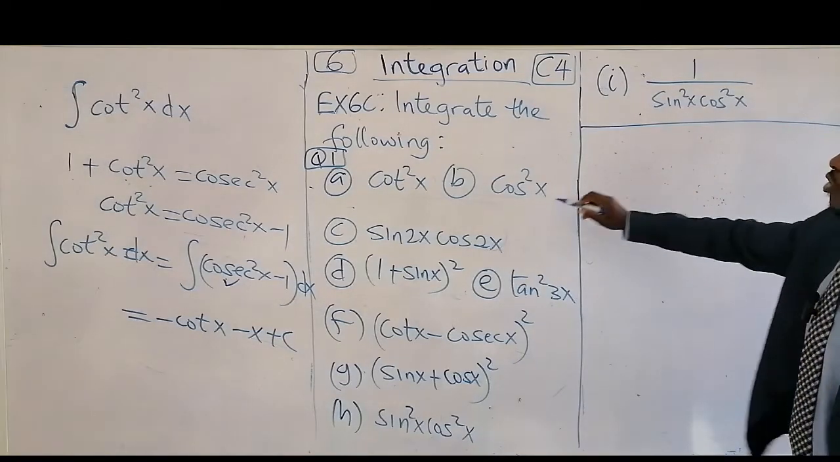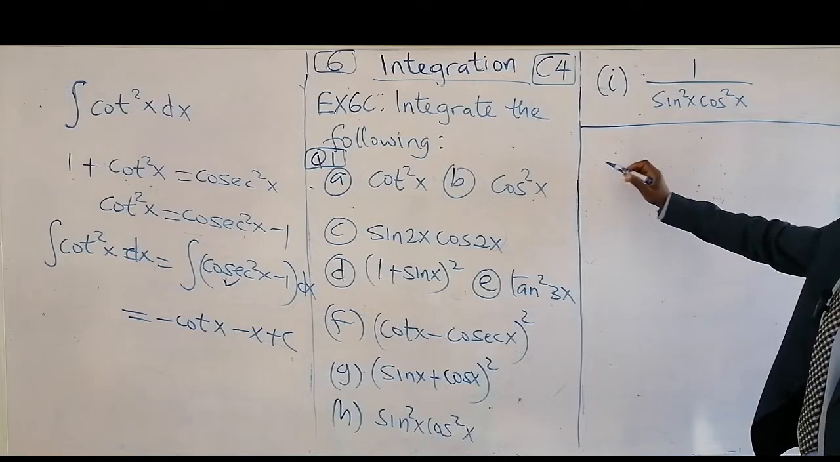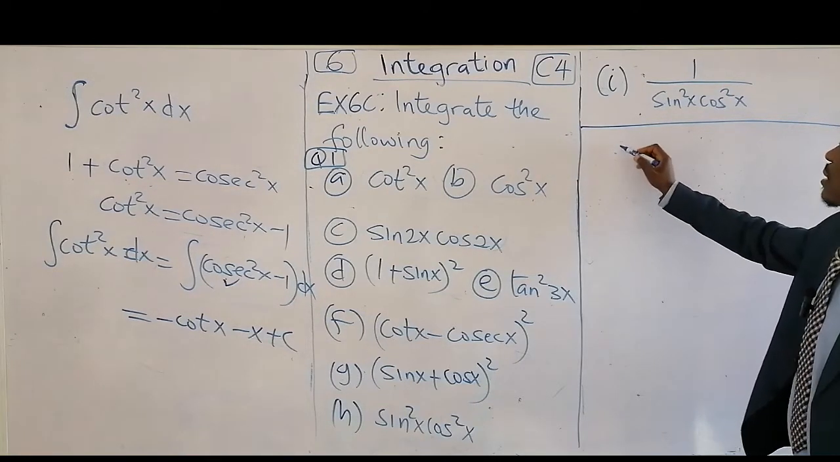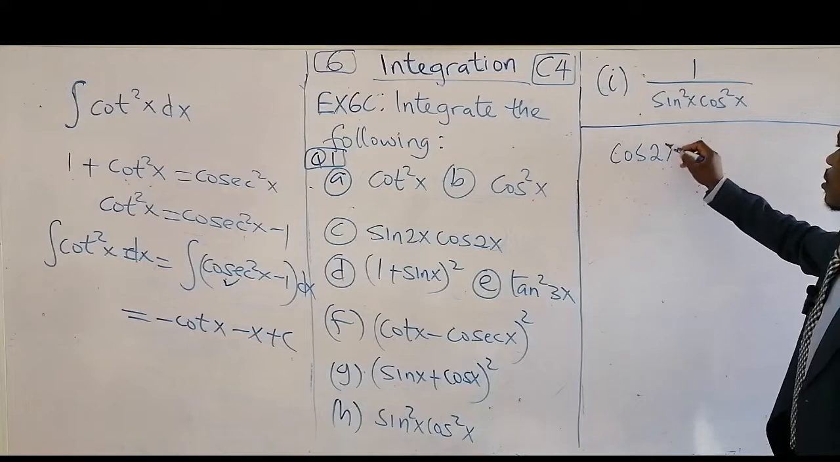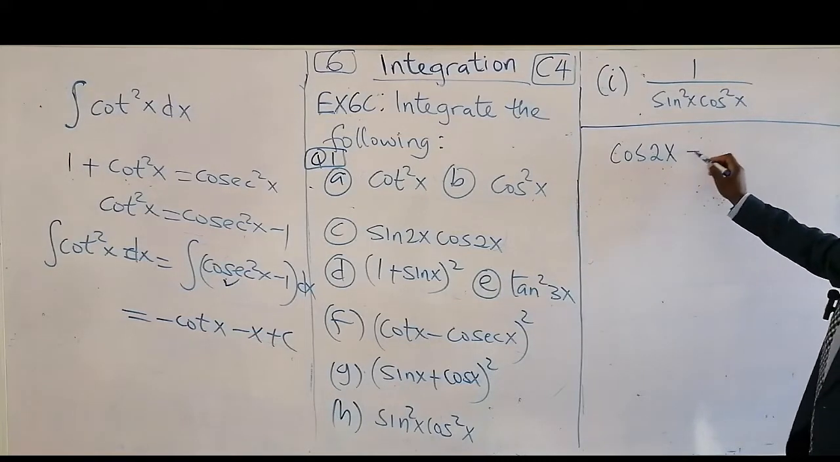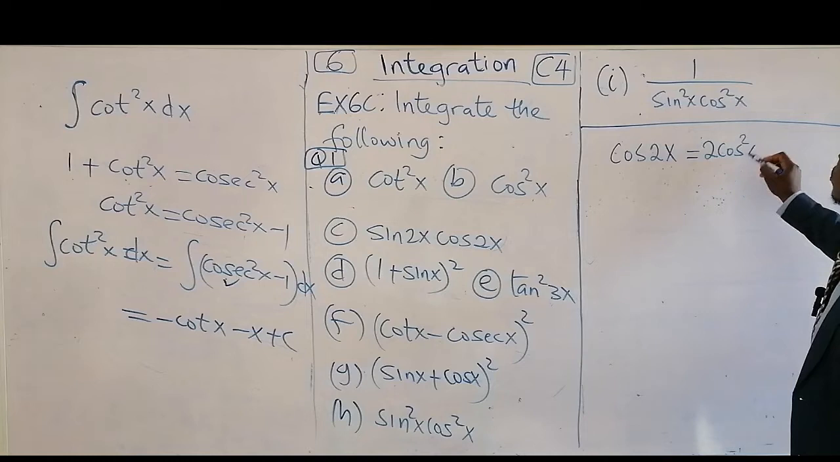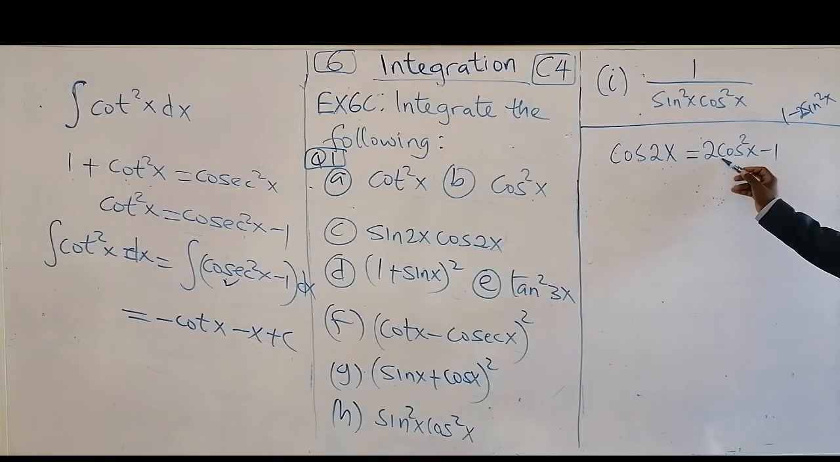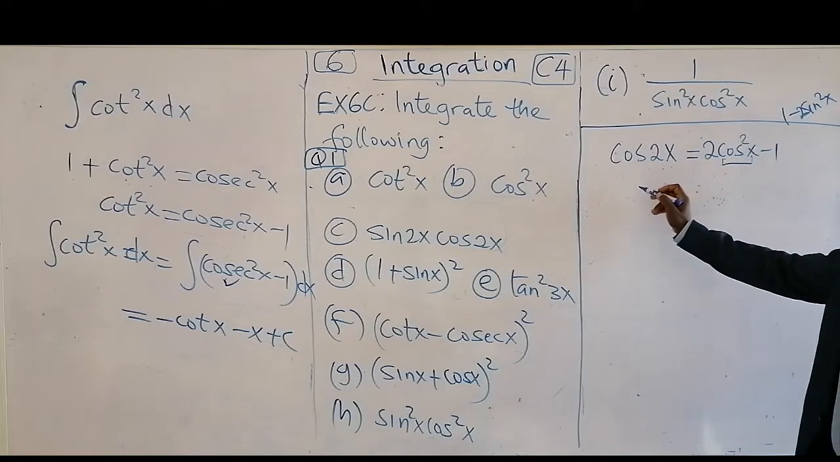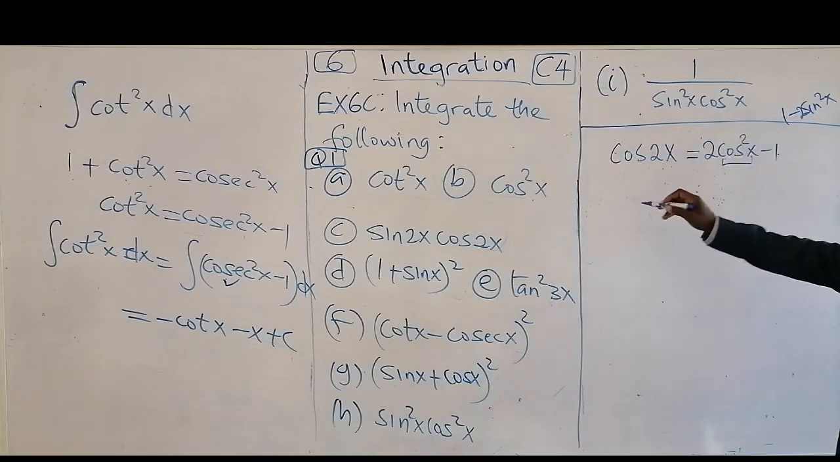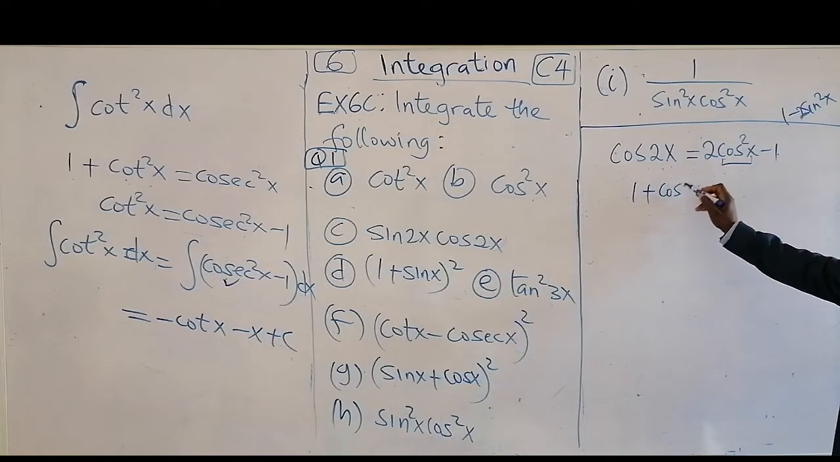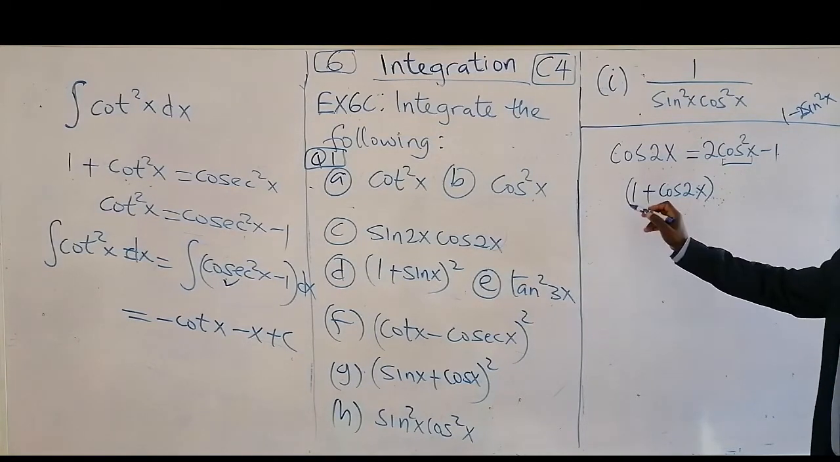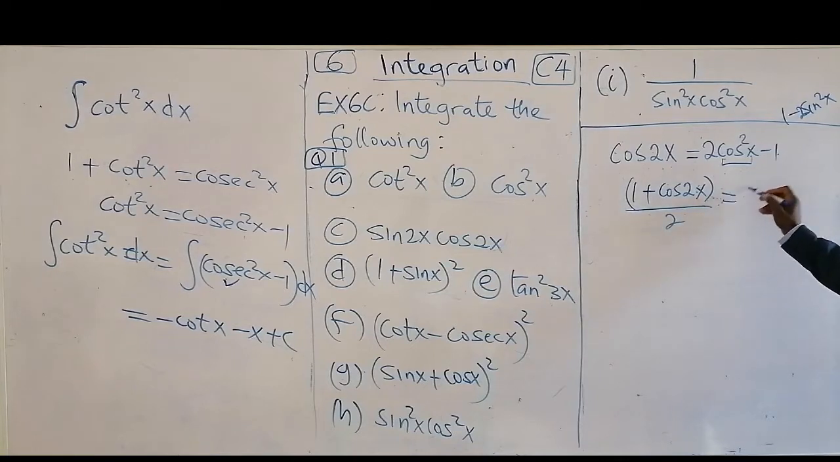The second question. Don't forget from the 6.3 beginning part, I said cos 2x has two identities. It could be 2 cos squared x minus 1 or 1 minus 2 sine squared x. So this one is applicable. Make this the subject, then the minus 1 moves to the other side, giving 1 plus cos 2x, then over 2.